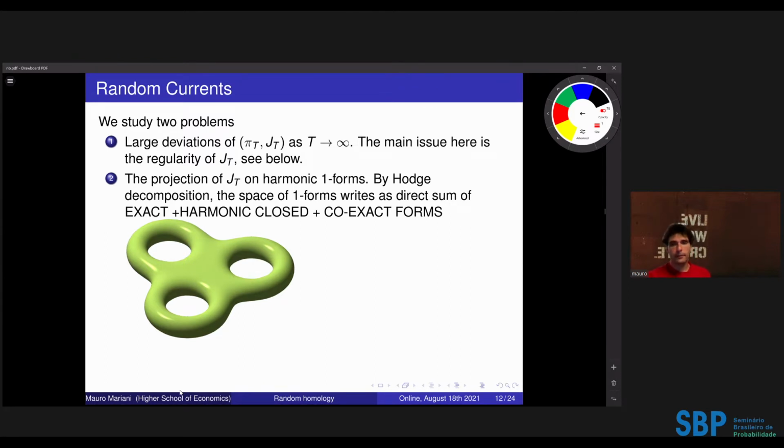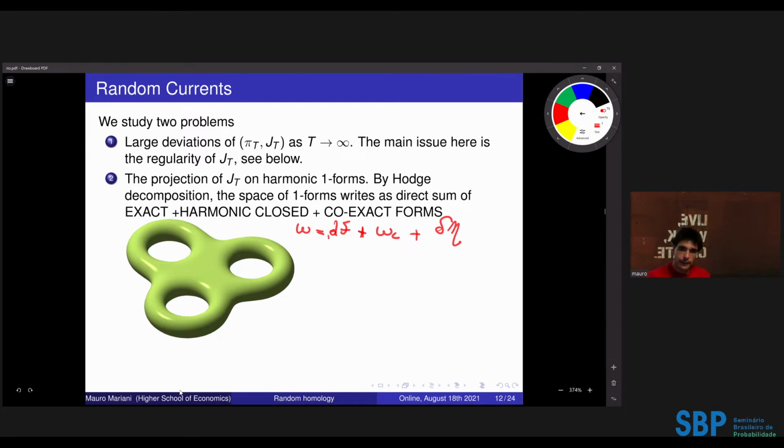You see the space of one-forms on the manifold writes as a sum of three. If you have a one-form, this writes as the sum of something exact plus something closed harmonic plus something which is in the co-differential of the two-forms. Certainly, this is called the Hodge decomposition. I'm sure you have seen it in one form or another. Like, you can write a vector field on R^d as a gradient of something plus something with divergence 0. So that's exactly this decomposition. If you think of R^d with the flat metric, that's exactly this decomposition.